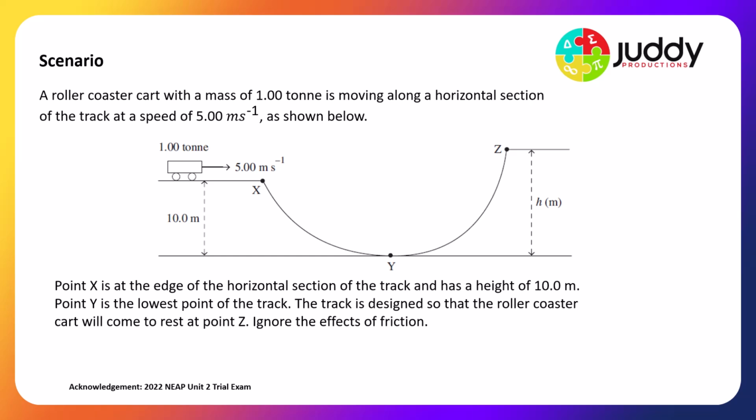Our scenario is as follows. A roller coaster cart with a mass of 1 ton is moving along a horizontal section of the track at a speed of 5 meters per second, as shown below. Point X is at the edge of the horizontal section of the track and has a height of 10 meters. Point Y is the lowest point of the track. The track is designed so that the roller coaster cart will come to rest at point Z. Ignore the effects of friction.